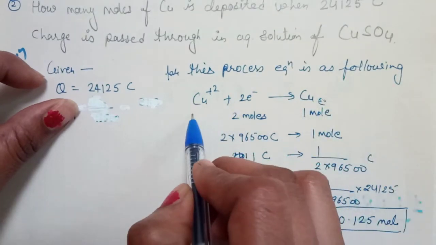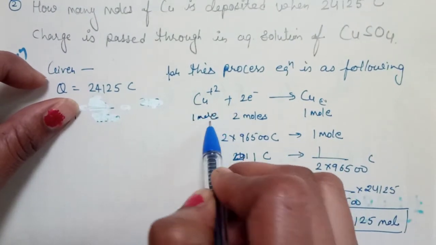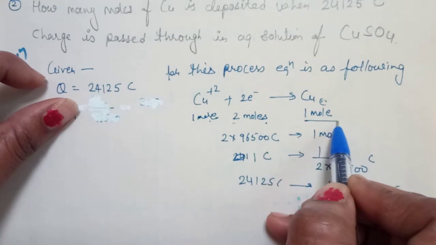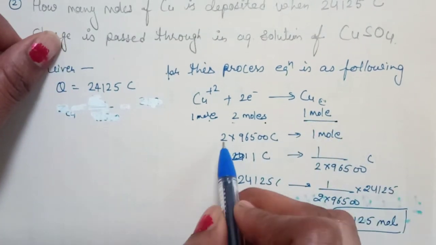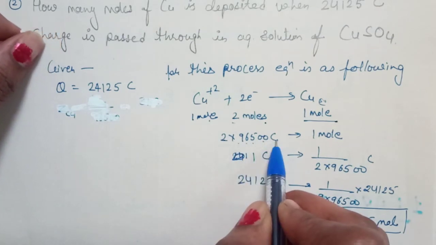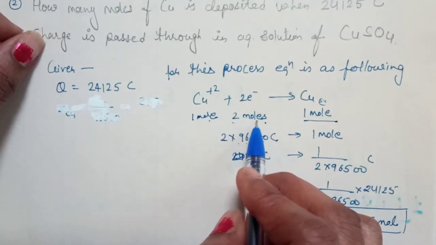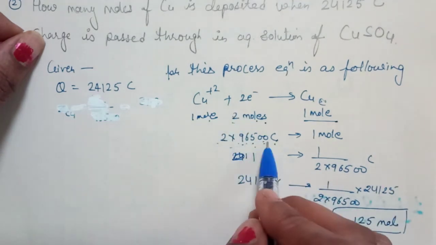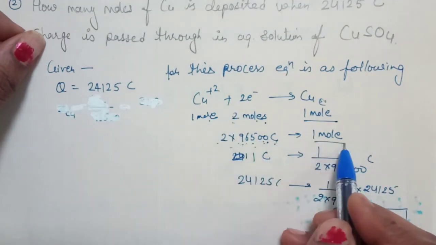Okay, this means 1 mole of Cu2+ is reduced by 2 moles of electrons, or we can say 2 × 96500 coulomb. The charge of 1 mole of electrons is 96500 coulomb, so the charge of 2 moles of electrons will be multiplied by 2 for 1 mole.